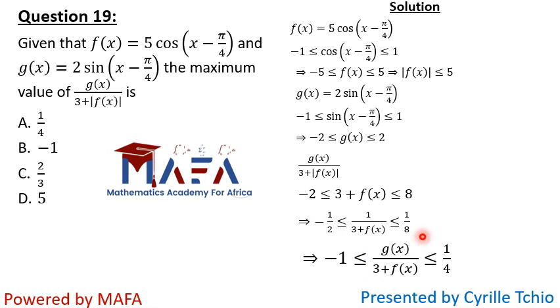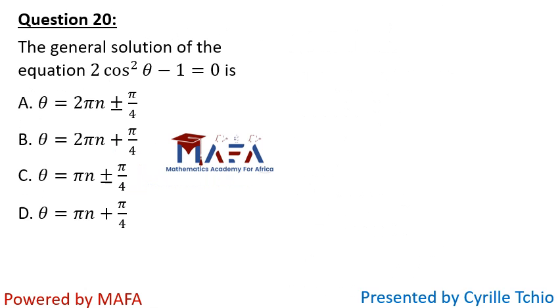1, less than or equals to g of x over 3 plus f of x less than or equals to 1 over 8 times 2, which is 1 over 4. So we see the answer is A. We can conclude. Question number 20.